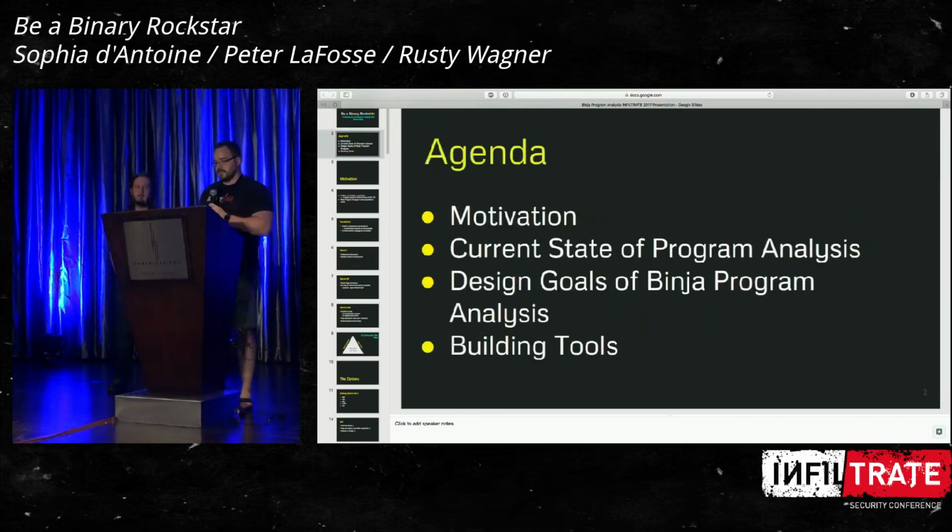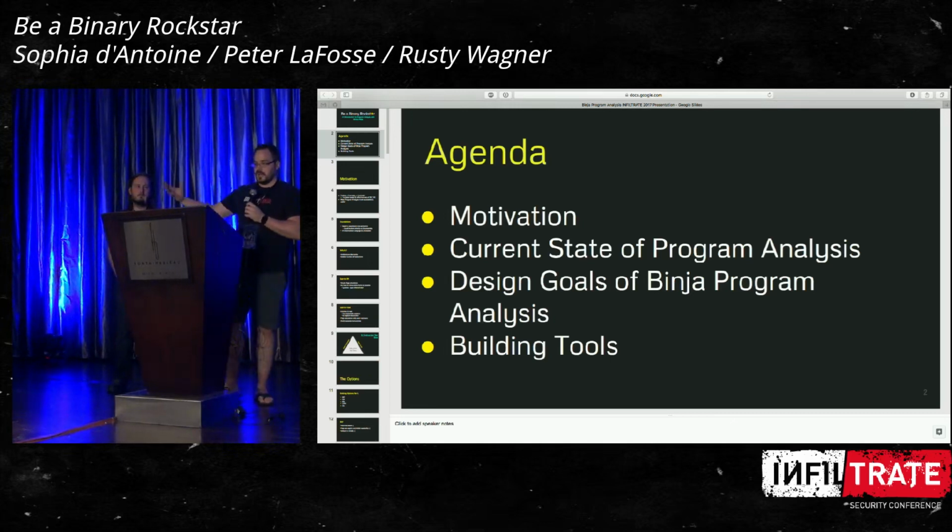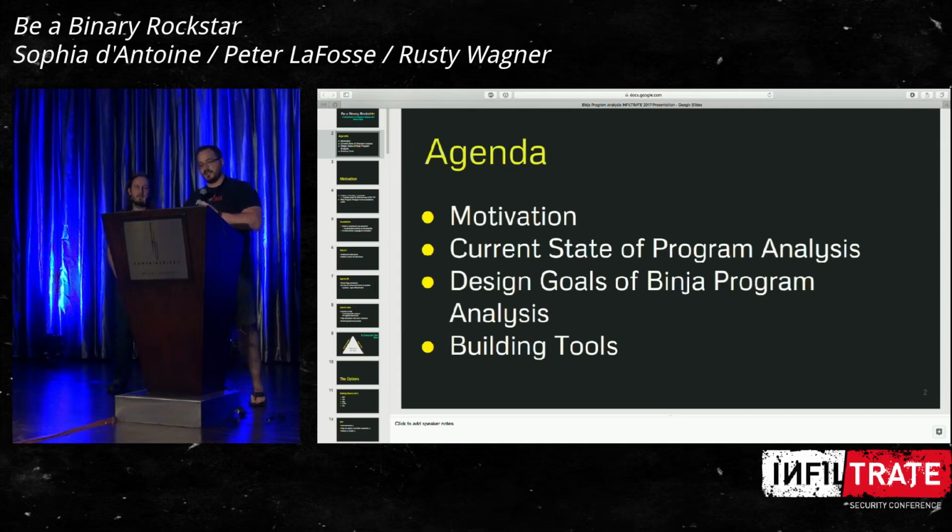So first, set the stage. The motivation behind this talk is, we're going to talk about the motivation behind this talk. Then we're going to go into the current state of program analysis, specifically concerning the various ILs that are available. Rusty's then going to talk to you about the design goals, what we saw in those, and how we wanted our system to be different and better. And then Sophia's going to talk about actually writing tools built upon this analysis that help you to find bugs.